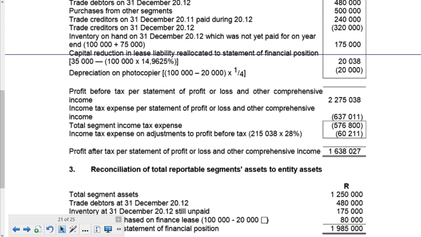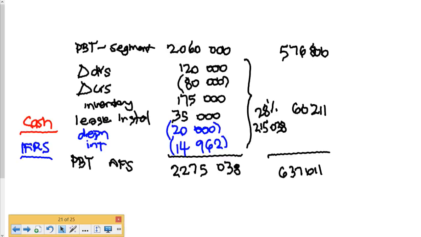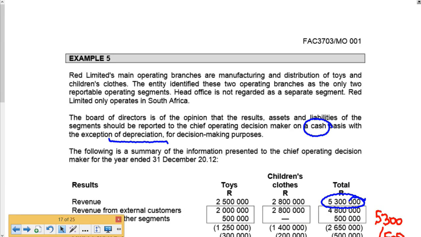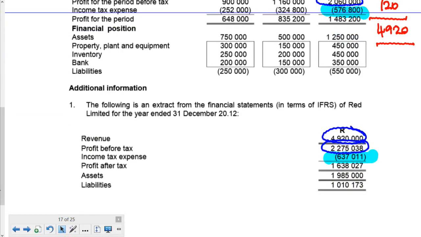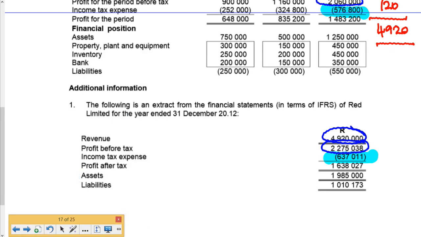Okay. Let's try to do assets. Let's see if assets is easier to do. Usually profit is the more difficult one to do. Okay, so assets then. Assets up here is 1250. Assets down here, 1985. Let's see if you can balance assets.